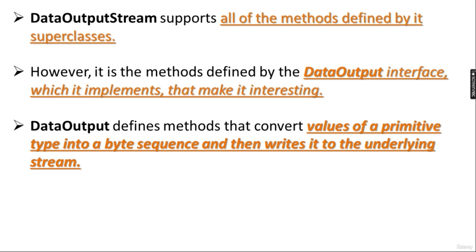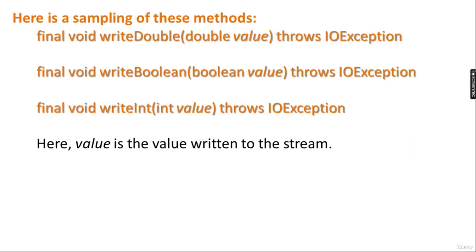Those make it an interesting class, and these methods are those that convert the values of primitive type into a byte sequence and then write to the underlying stream. First of all, it will take the primitive type, convert that into a byte sequence, and then write to the underlying stream.